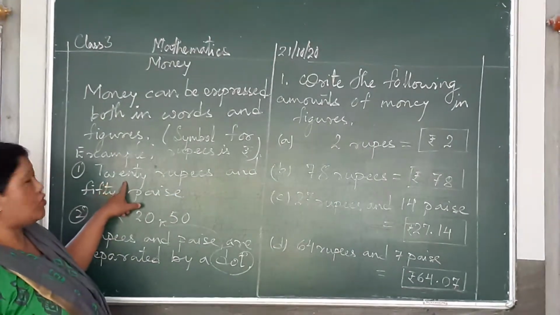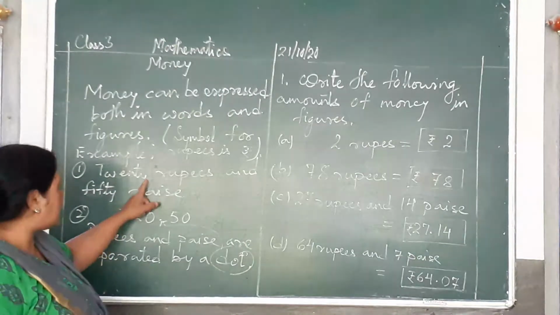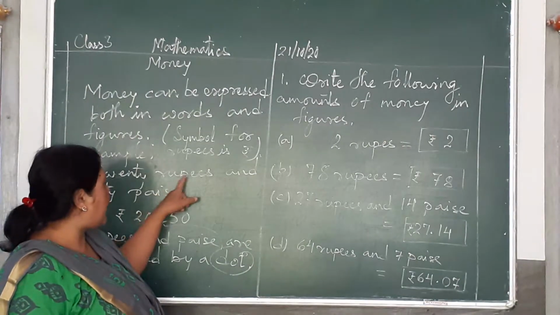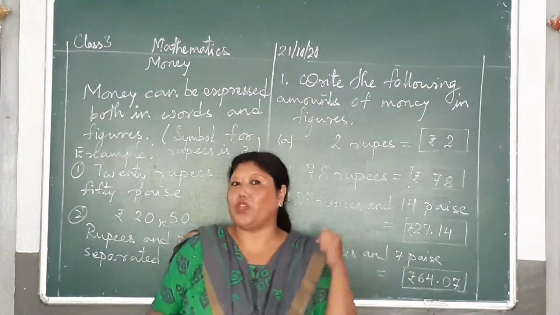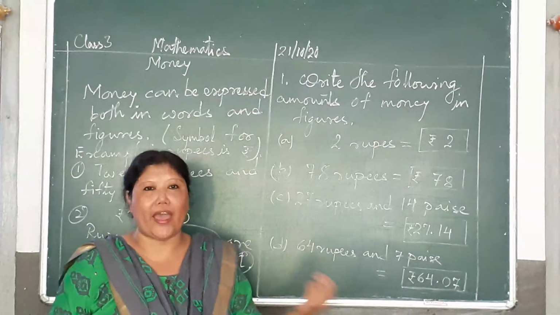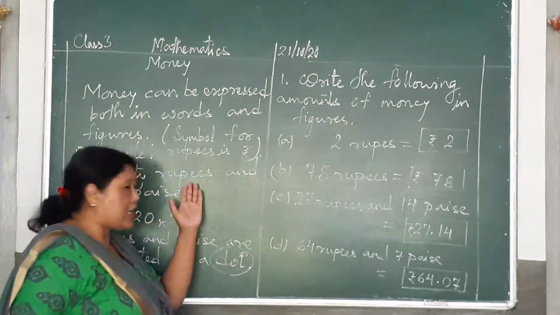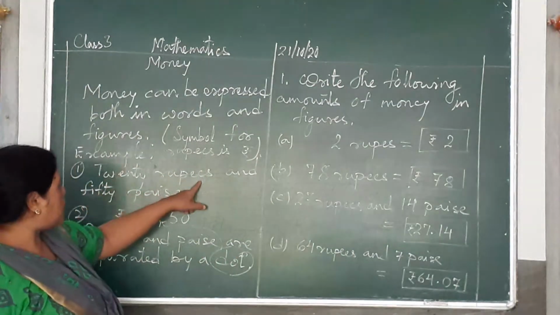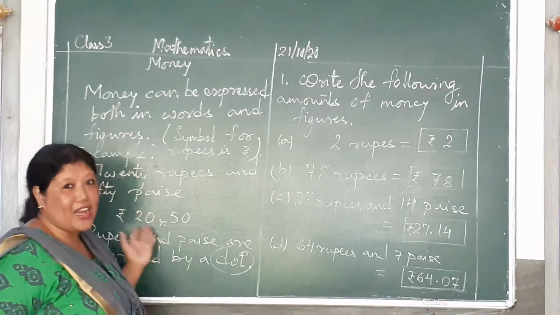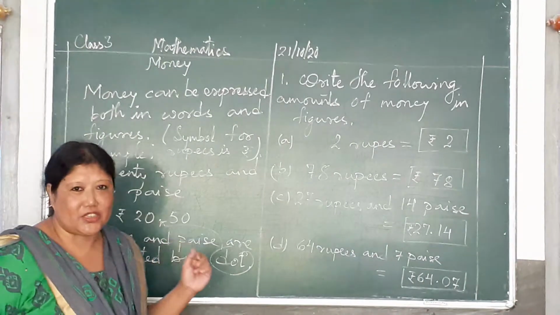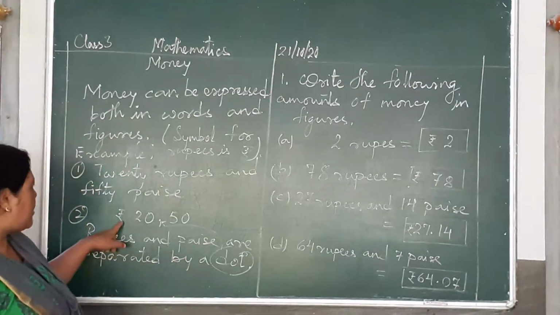Twenty, you know the spellings, isn't it? Rupees, you have to write like this, R-U-P-E-E-S. So we are in India, so we use these words, rupees and paisa. So 20 rupees and 50 paisa. Now let's write that in numbers, figures, okay? So how do you write?